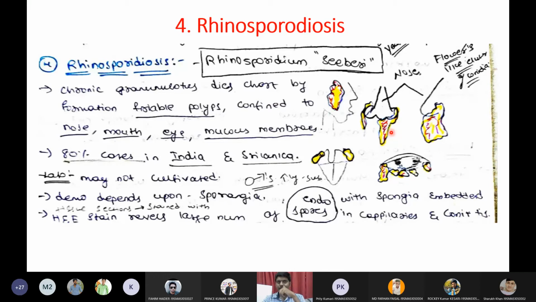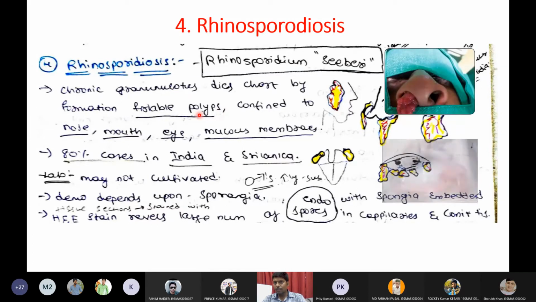Rhinosporidiosis. This rhinosporidiosis is caused by a fungus called Rhinosporidium seeberi. Rhinosporidium seeberi is the causative agent of rhinosporidiosis. This fungus will cause rhinosporidiotic infection. It is a chronic granulomatous disease characterized by formation of febrile polyps. This particular word is very important. Rhinosporidiosis will cause these febrile polyps.